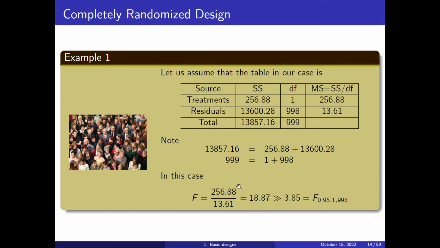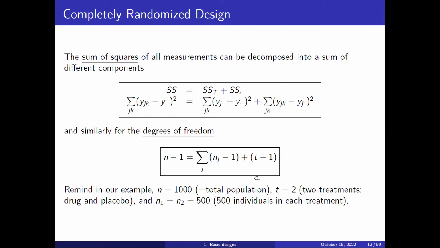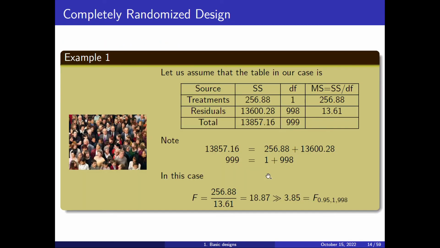And this has the compositions that we have seen here. So the total sum of squares is the sum of squares of the treatment plus the sum of squares of the residuals, and the same for the number of degrees of freedom. They are explained here. So the total sum of squares is the sum of the two contributions, one coming from the treatments, another one coming from the noise, and the same for the degrees of freedom. So the total number of degrees of freedom is some of them are spent in the treatments and others are spent on the residuals.